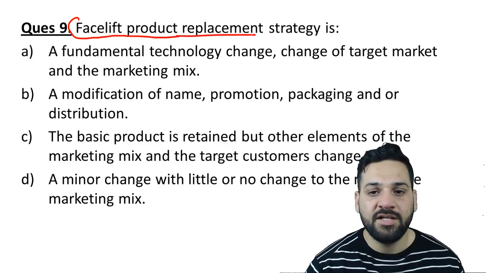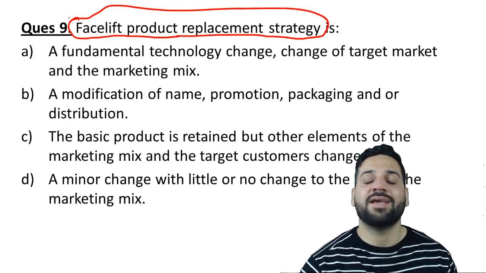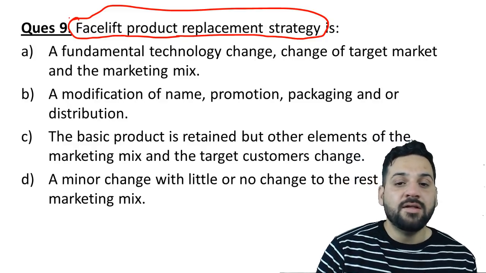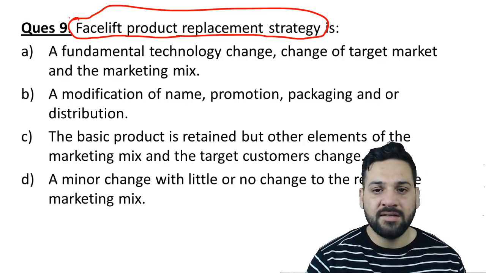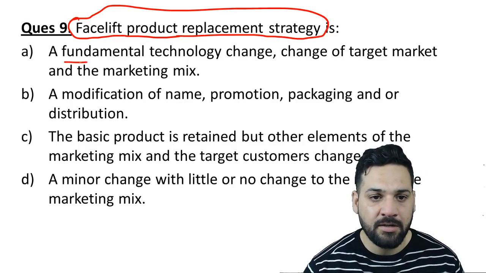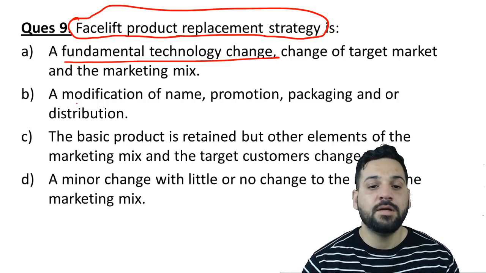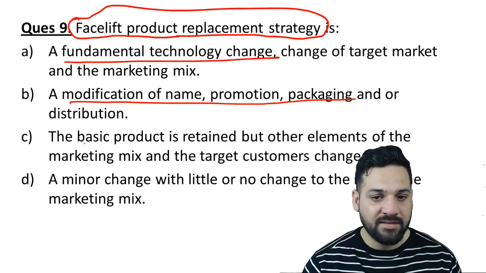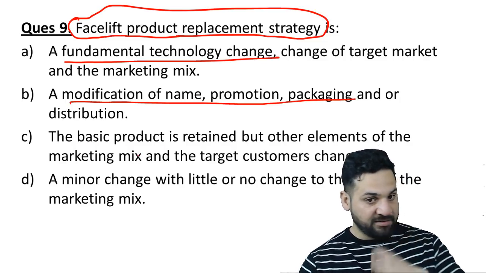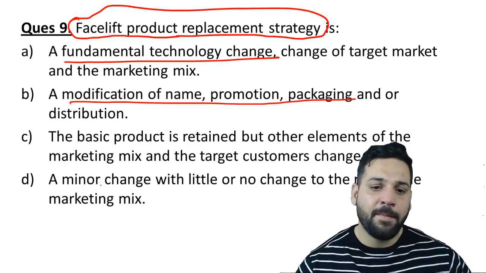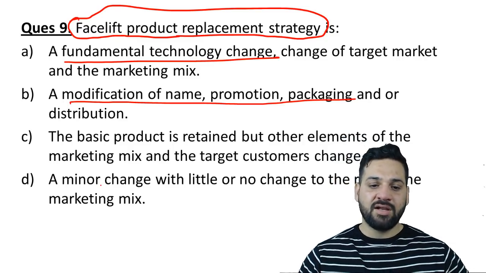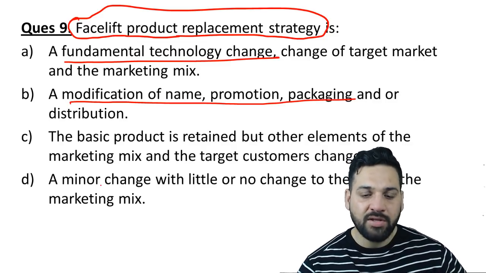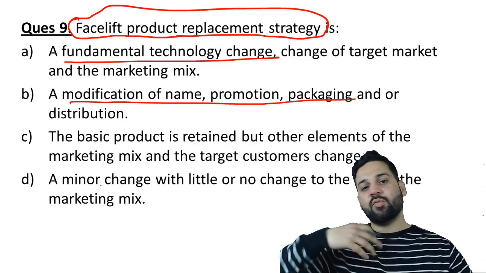Facelift product replacement strategy. First read the options, give me the correct answer, then I'll explain using a picture. In the facelift product replacement strategy, there is a fundamental technology change or modification of name, promotion, packaging, or the basic product is retained but other elements of the marketing mix and the target customers change, or a minor change with little or no change to the rest of the marketing mix. What is a minor change? Is the name or promotion changing?